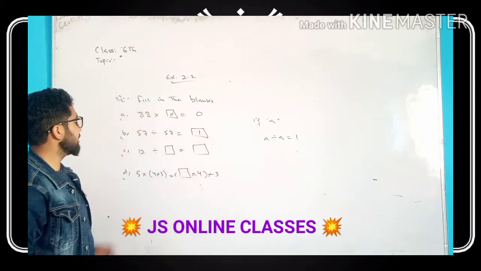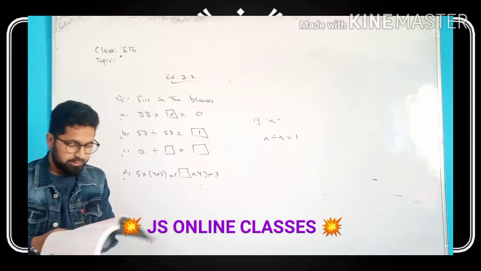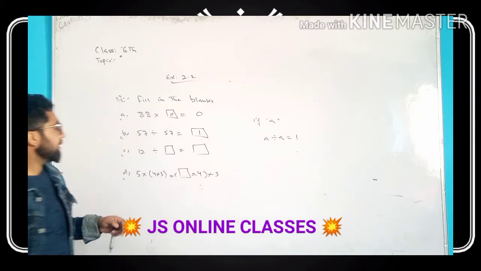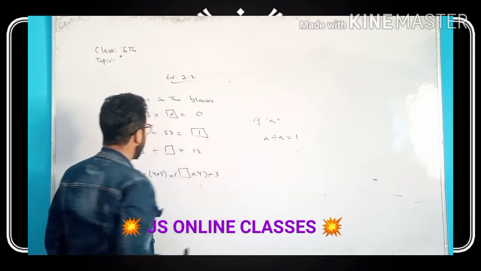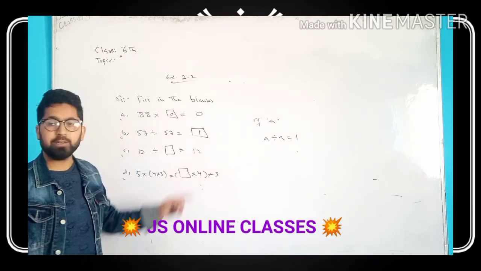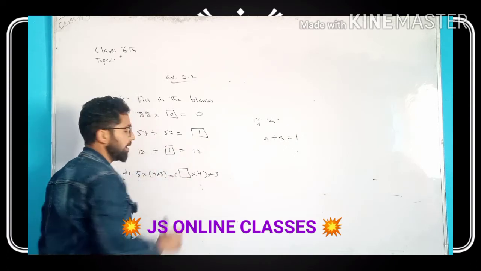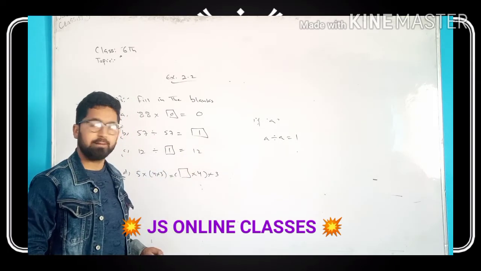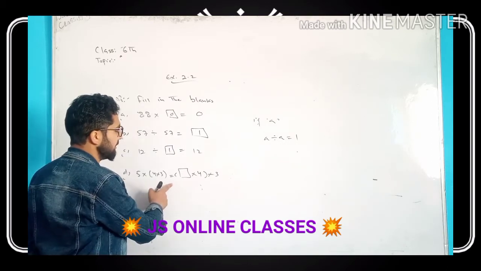We have another question. It is 12 divided by box equals 12. Sorry, I forgot to write 12. What do we divide 12 by to get 12? Similarly, we can divide by 1. It's 12 divided by 1. So that equals 12.